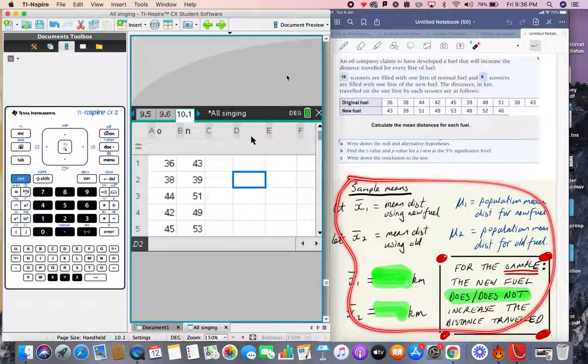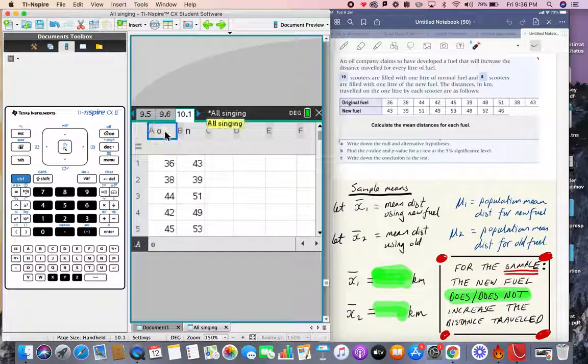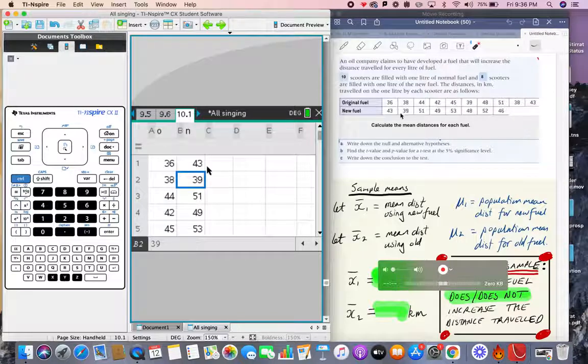But if we just switch out to the actual calculator, I've put the two data here. This is the old fuel, distances travelled by the scooters. This is the new fuel, distances travelled. It doesn't matter that we've got actually not equal amounts in each of the samples. It doesn't matter at all.